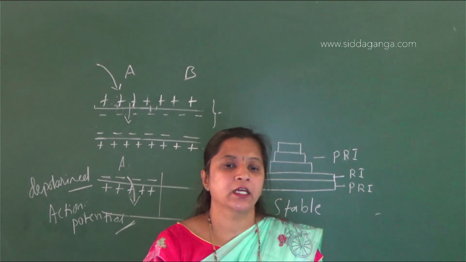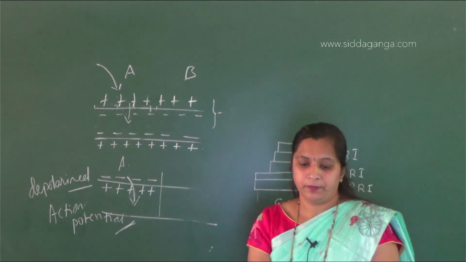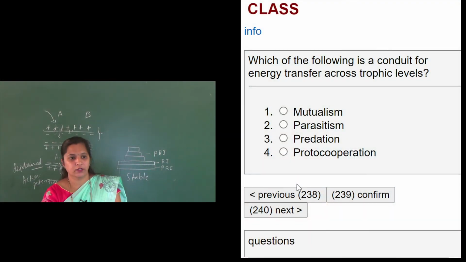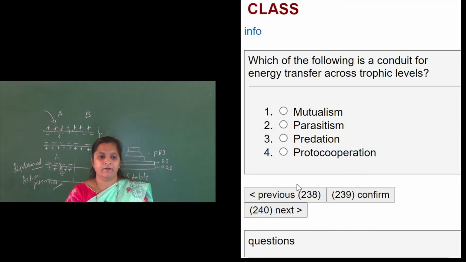Which of the following is a conduit for energy transfer across trophic levels? I will read the question once again. Which of the following is a conduit for energy transfer across trophic levels? First one is mutualism. Second one is parasitism. Third is predation. Fourth is proto-cooperation.